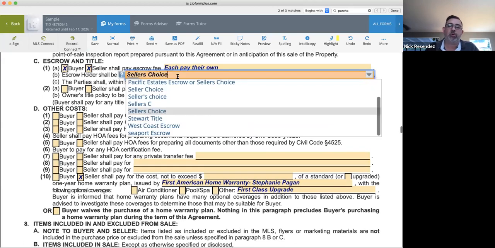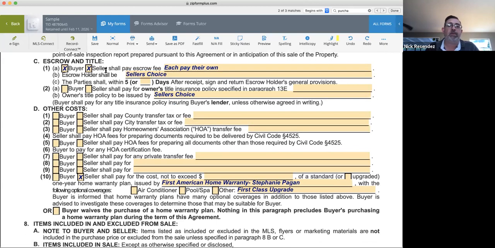Escrow holder to be seller's choice. I have seller's choice filled in there only because in this market, you know, you want to write competitive offers. So you're probably going to need to have seller's choice.